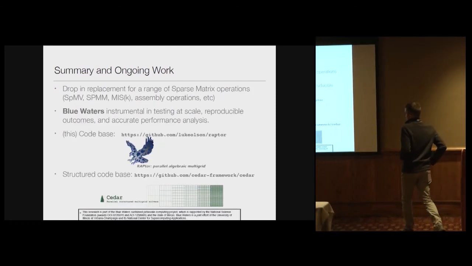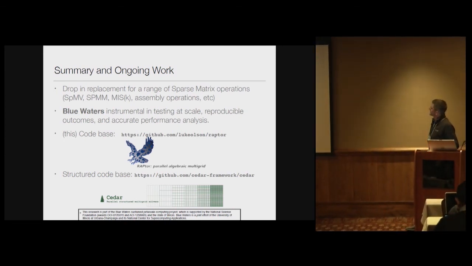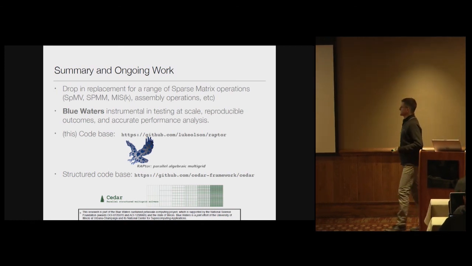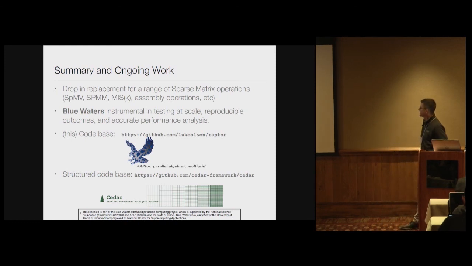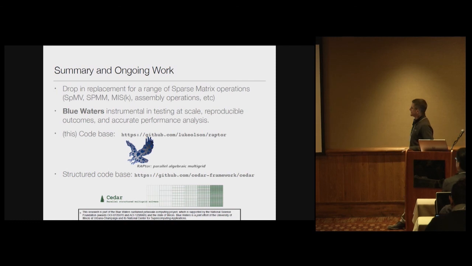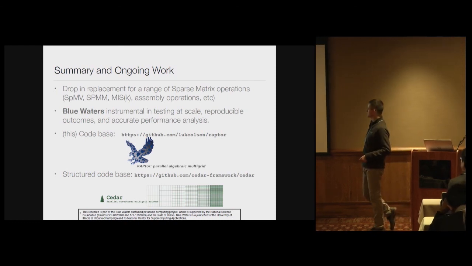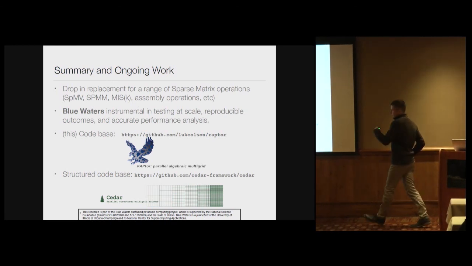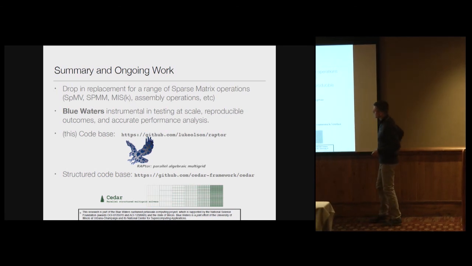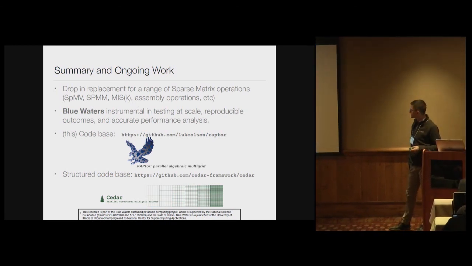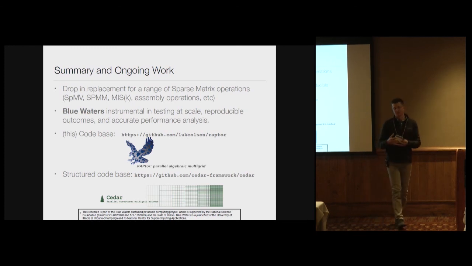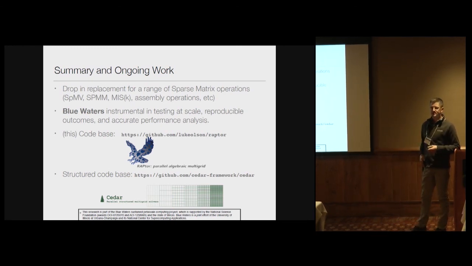So here's a summary of what we did. We've identified a drop-in replacement for a range of sparse matrix operations: sparse matrix vector, matrix assembly operations, maximal independent set operations. Blue Waters has been instrumental in both testing this at scale, and allowing for reproducible outcomes and accurate performance analysis. It also led to standing up two rather large code bases. The work that I reported here is part of the Raptor code base, which is an unstructured parallel algebraic multigrid code. And then the Cedar project, where we're doing some structured redistribution of data based on accurate performance models.